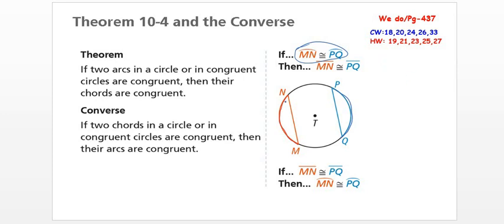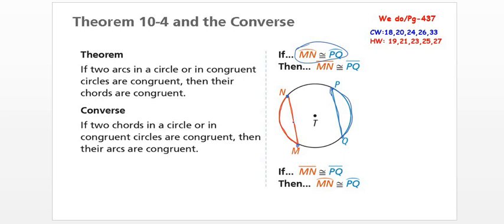So with this arc MN, I have a point M here and N here. If I join these two points, I get a chord. What is the name of the chord? It is MN. Similarly, for the other arc, I have this point and this point on the circumference. If I join P with Q, I get another chord.